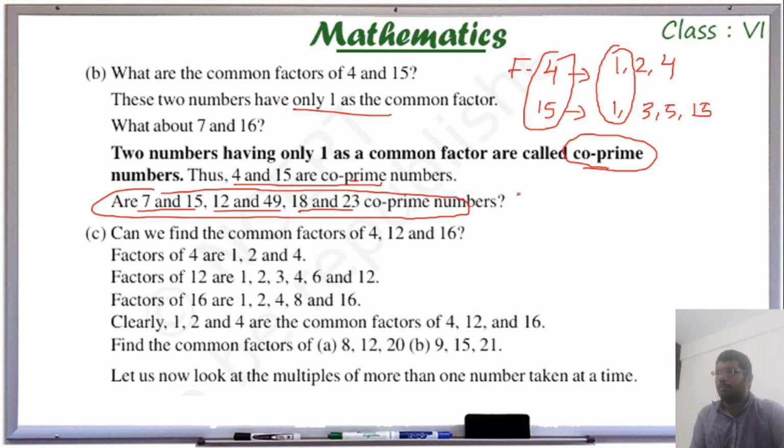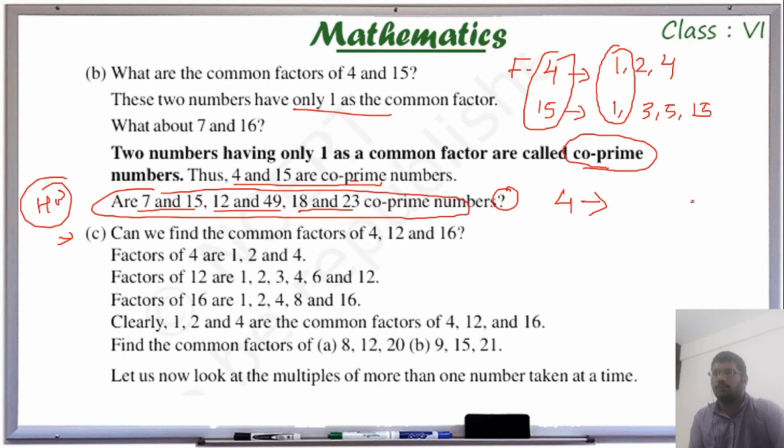Now see the question. Can we find the common factors of 4, 12 and 16? First of all, we have to find the factors. The factors of 4 are 1, 2 and 4. The factors of 12 are 1, 2, 3, 4, 6 and 12. And the factors of 16 are 1, 2, 4, 8 and 16.